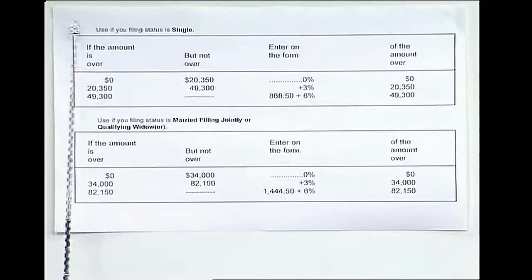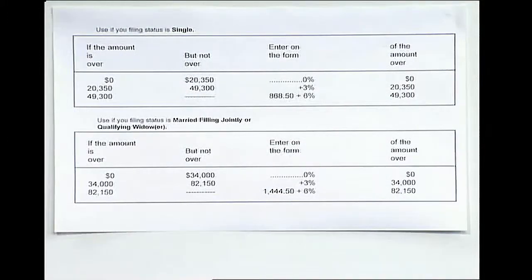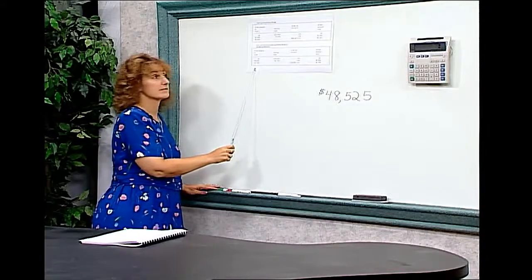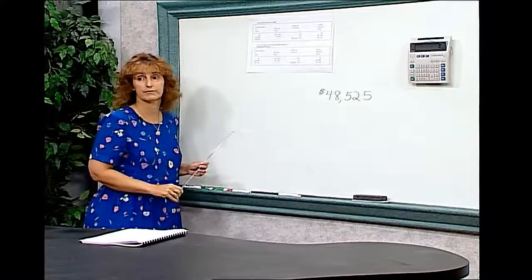As you can see, if you are single, you would be using the top part of this chart. If you are married, filing jointly or together, or a qualifying widower, you would use this part of the chart. Let's look at an example to see how we would use the chart itself.